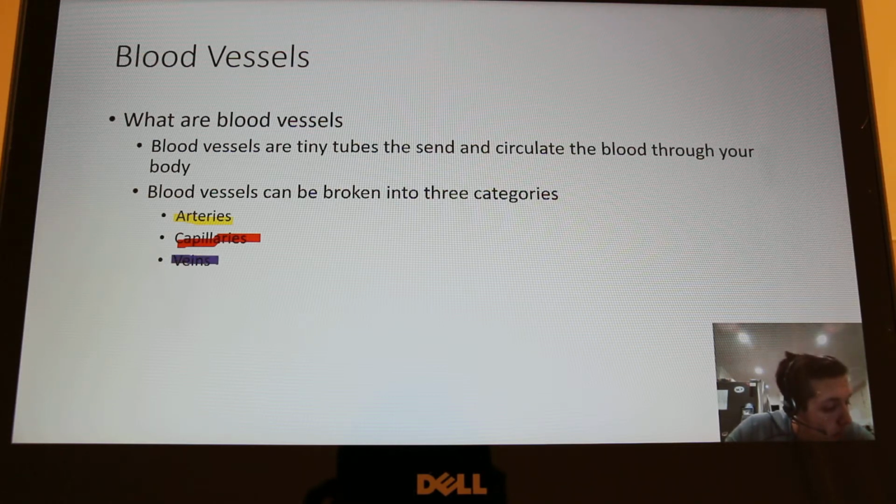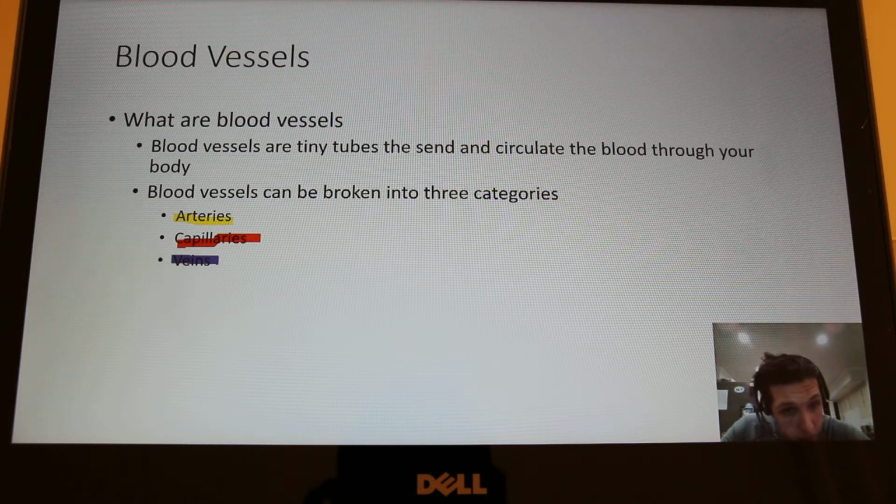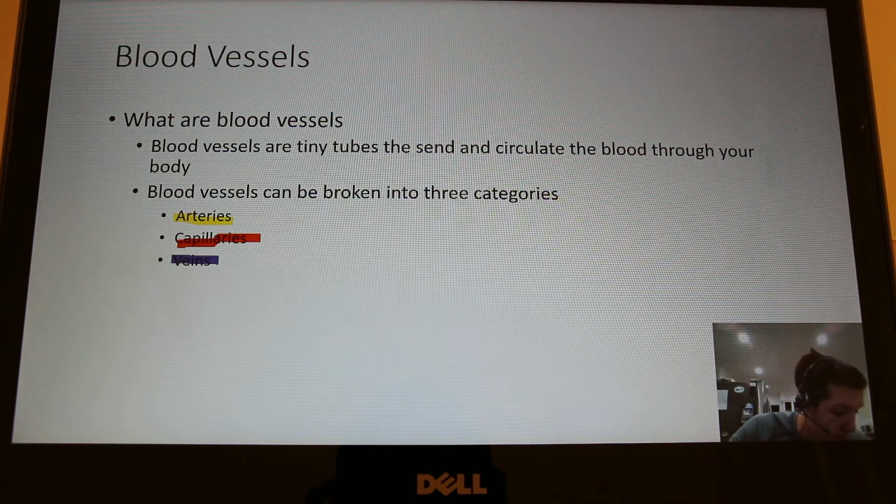Okay, now, moving on to veins. Veins are blood vessels that carry blood towards the heart. Most veins carry deoxygenated blood, whereas the arteries carry oxygenated blood. The two exceptions for the veins, just like the arteries, are the pulmonary and the umbilical veins, which carry oxygenated blood to the heart. Veins are less muscular than the arteries and closer to our skin, whereas arteries are deeper inside.